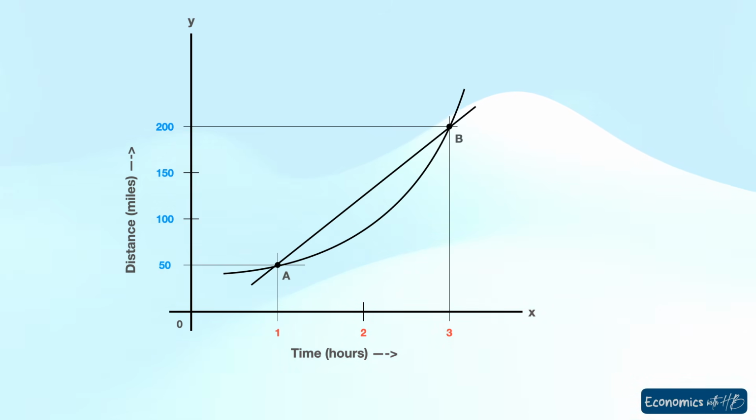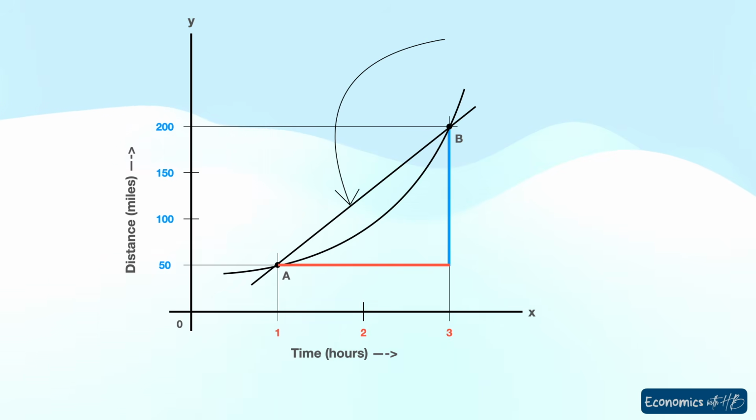Slope of this line is this length in blue, which on the y axis shows the distance travelled upon this length in red, which on the x axis is the time taken. And this line whose slope we have calculated as the average speed is called the secant line. Now, the secant line connects 2 points on a curve, as we can see here.